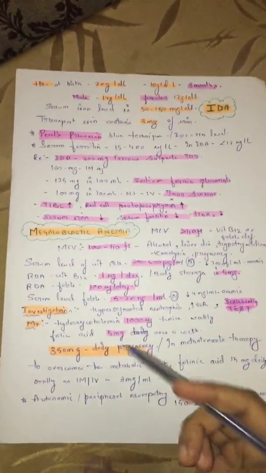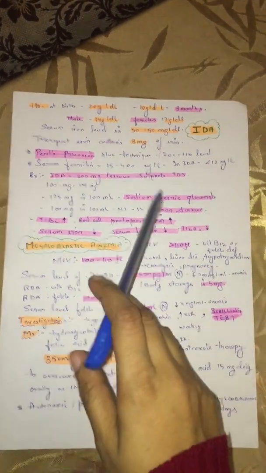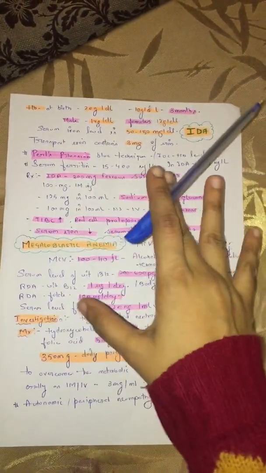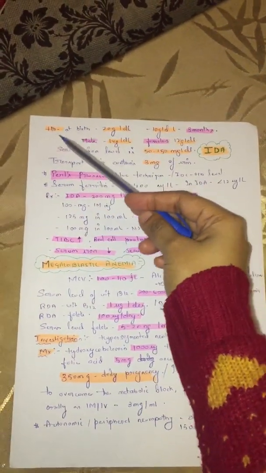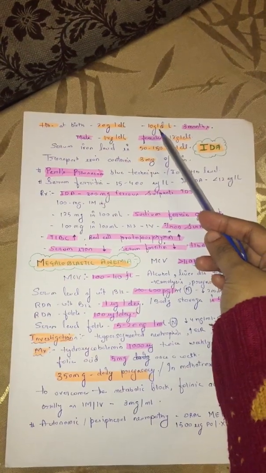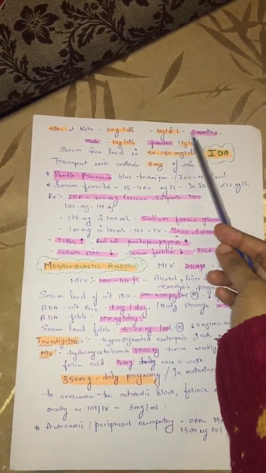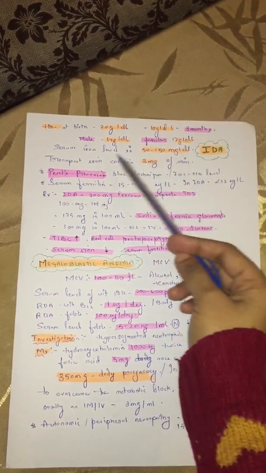Okay, so it's a small review about iron deficiency anemia and megaloblastic anemia. First we'll talk about iron deficiency anemia and the main important factors related to this. First we'll talk about the hemoglobin at birth. It is 20 gram per deciliter, and 10 gram per deciliter at the age of 3 months, and in male it is 14, as we all know, and in female it is 12 gram per deciliter.